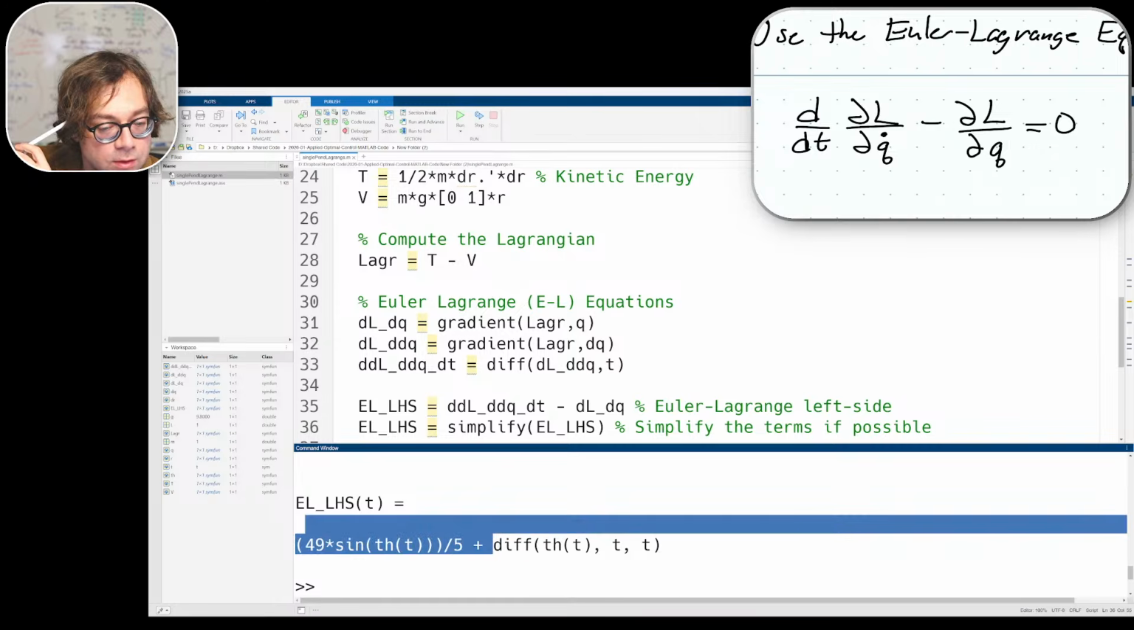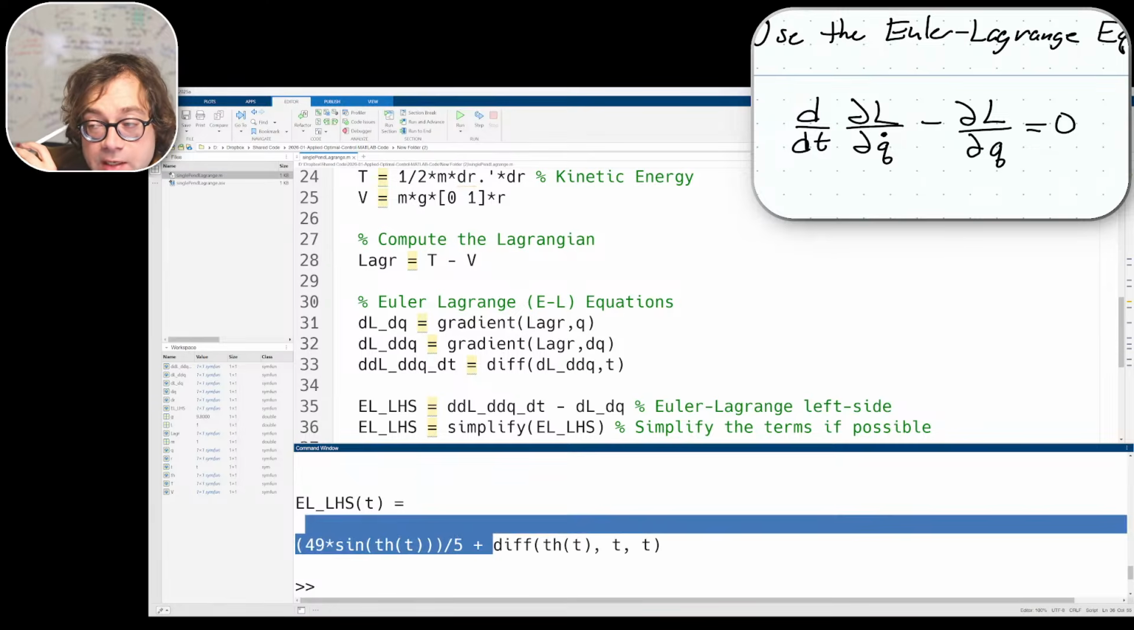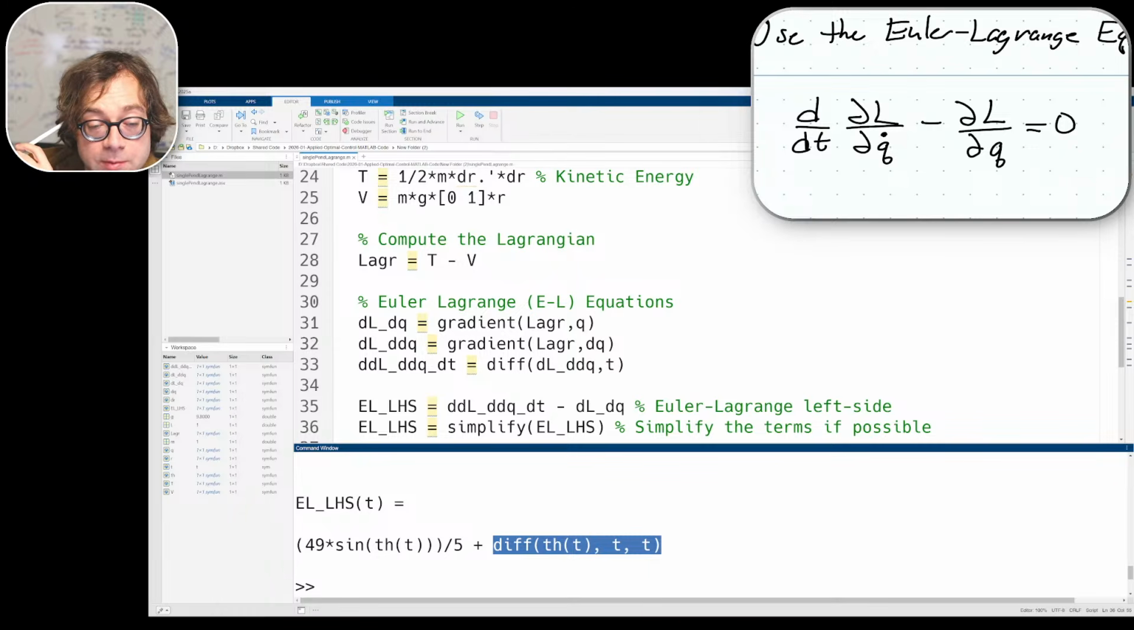So the question I'm getting is, what is this term? What's this comma t comma t? This is just the syntax of taking a second derivative using the MATLAB symbolic toolbox. You want to take the derivative of theta first with respect to t, and then again with respect to t. So what is that?